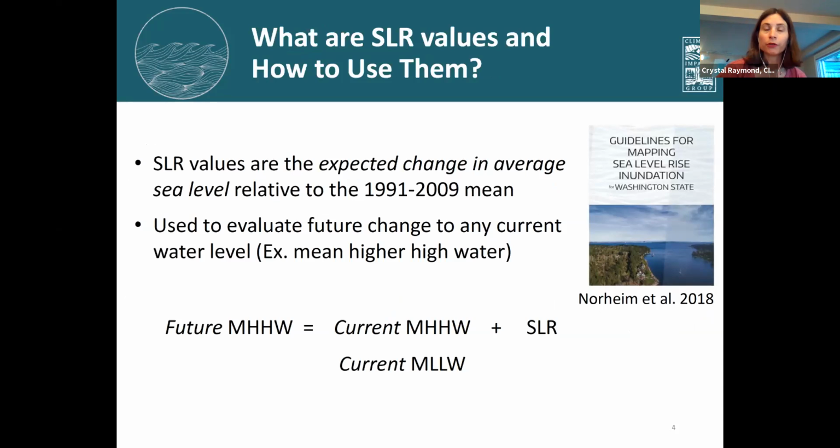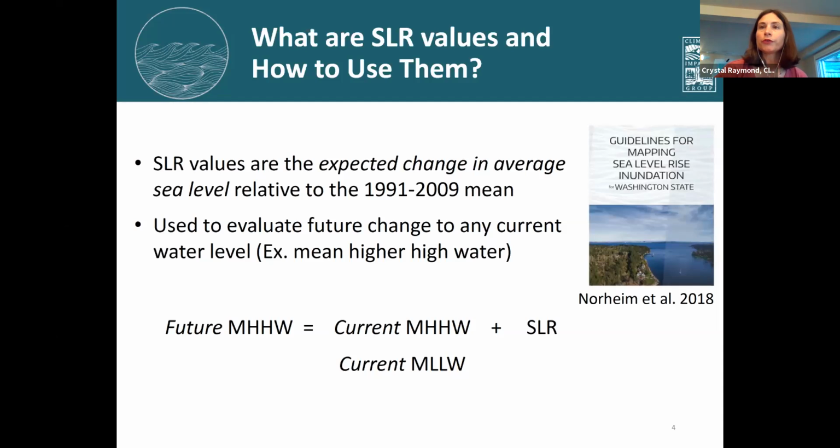So a common use of them is to apply these change values to the current mean higher high water value. And that gives you what would be the future mean higher high water with sea level rise. It doesn't have to be mean higher high water. There may be cases where mean lower low water is more of interest, particularly looking at lower intertidal habitats or navigation applications. So really they're flexible in their use in that they're not tied to any specific current water level.